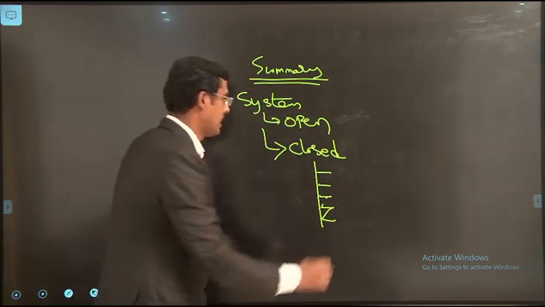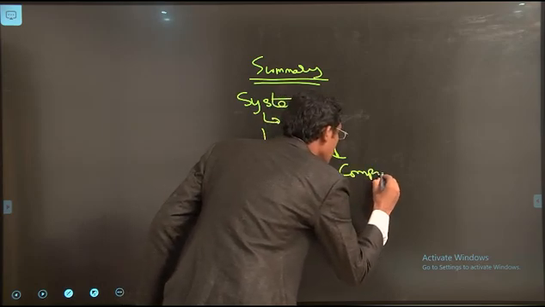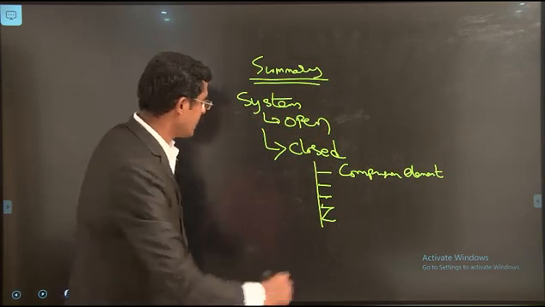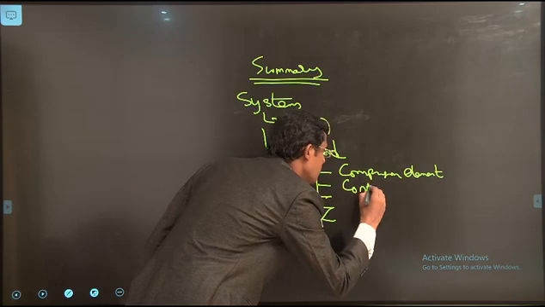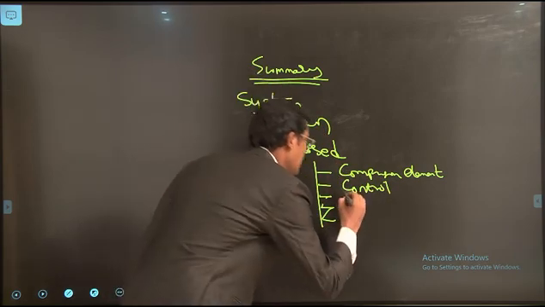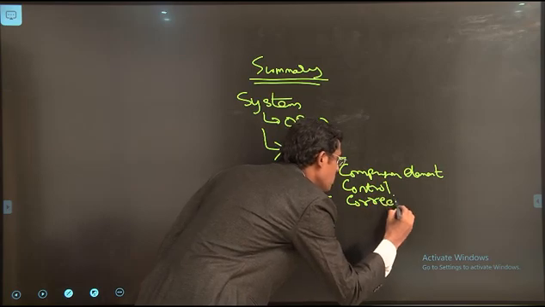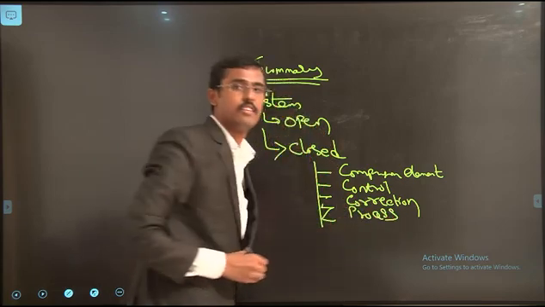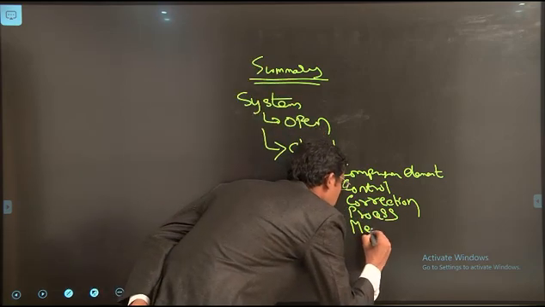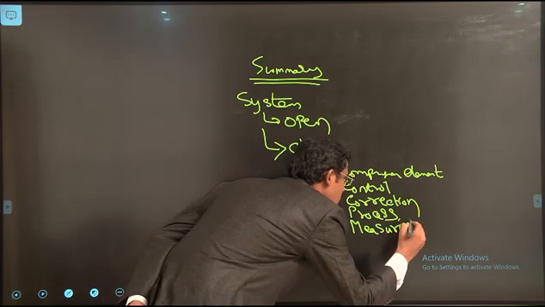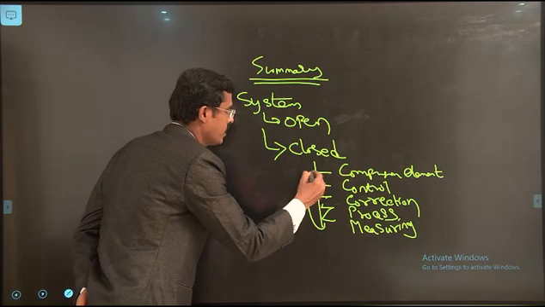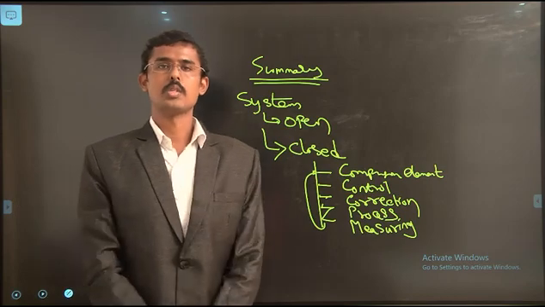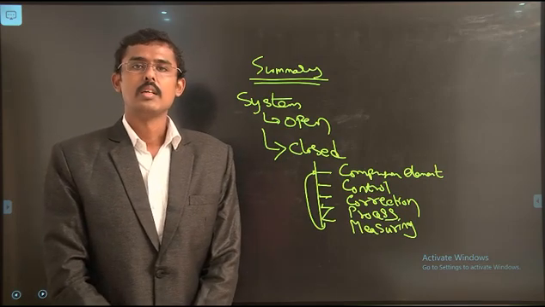It contains a comparison element, then a control element, a correction element, then a process element, then finally a measuring element. So this becomes a closed loop again. Likewise, we have seen today's class about the closed loop system. The remaining part we will see in the next session. Thank you.